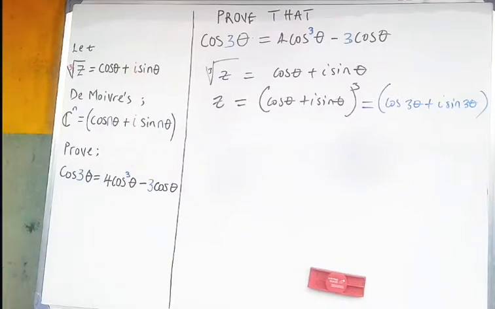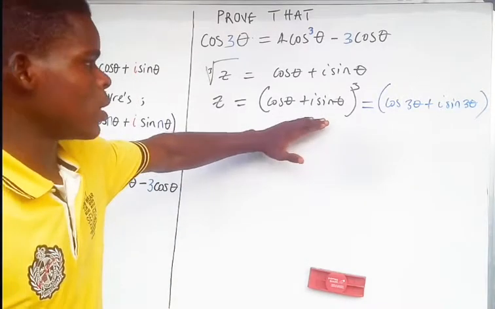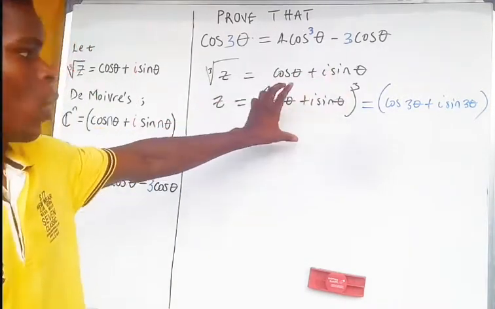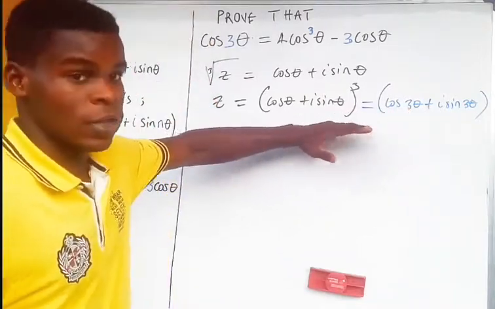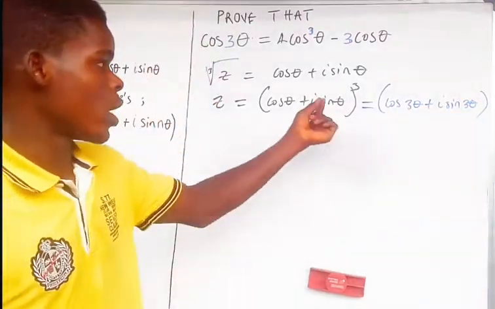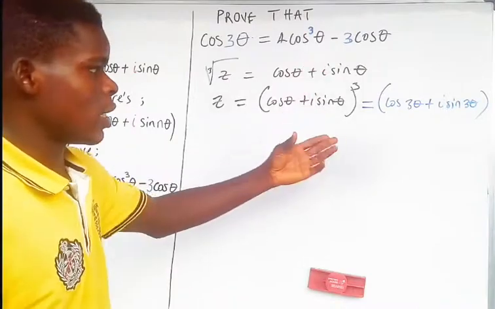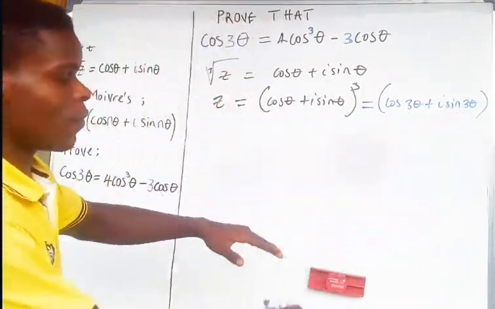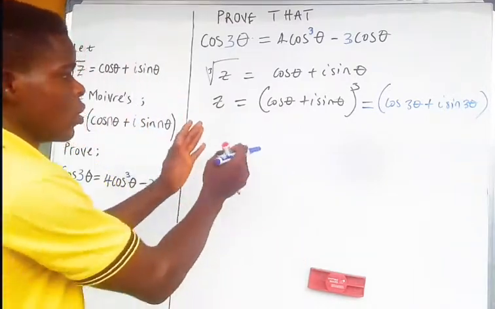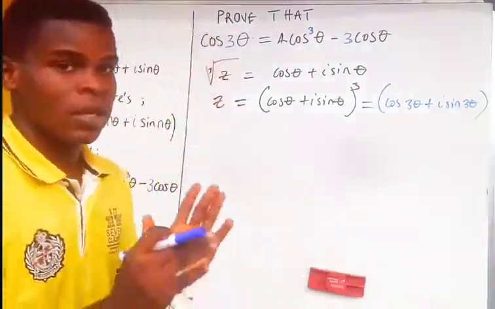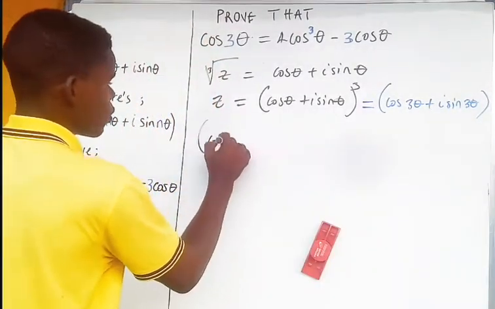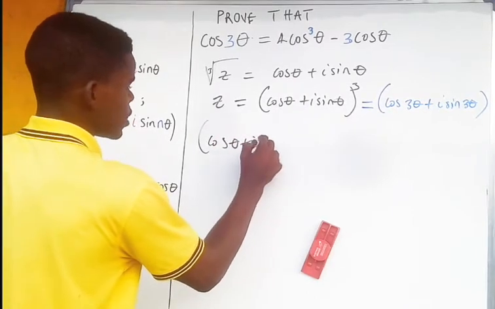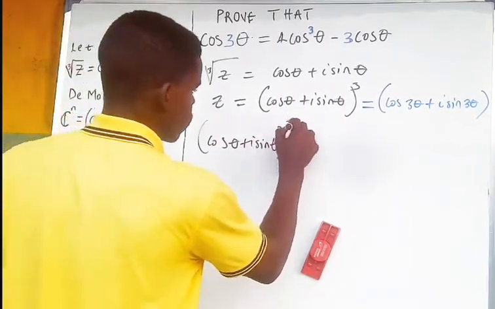Now, I want us to expand this side to the third power and equate it to this. Since De Moivre says that they are the same, we want to expand this side and equate it to this. You know that this is your real part and this is your imaginary part. So after expanding this, we're going to group the real part and the imaginary part together.